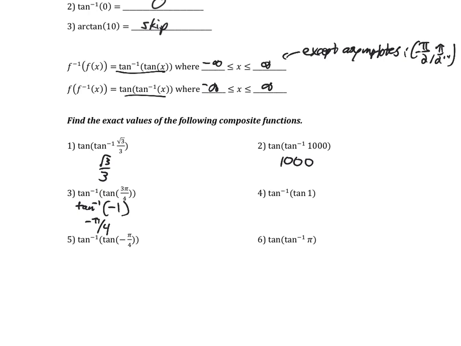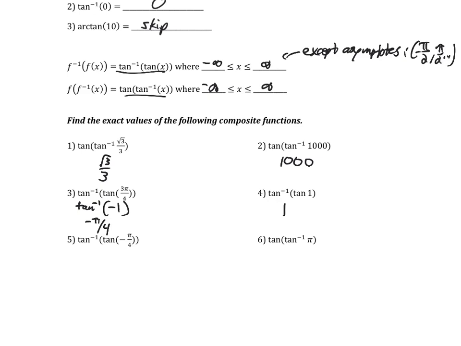On number 4, we have inverse tangent of tangent of 1. Okay, 1 would be in the domain of inverse tangent, but also in the range of, let me correct it. I want to make sure I said the right thing. 1 is in the domain of regular tangent. It is also in the range of inverse tangent, hence my answer is just 1.